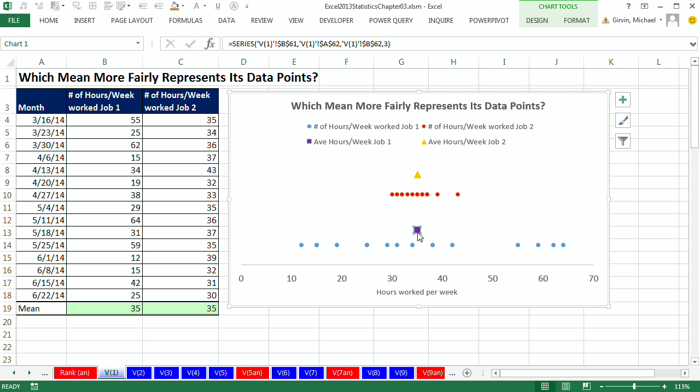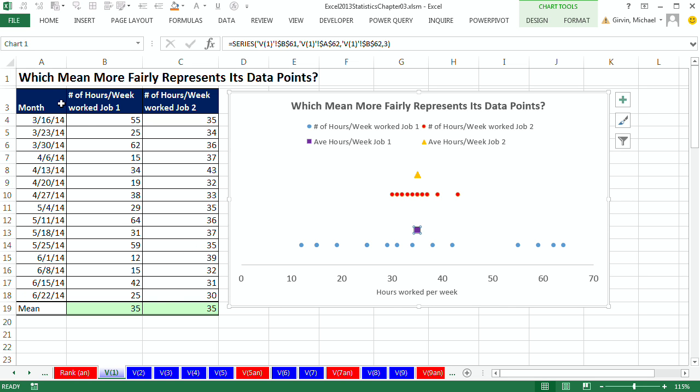Well, what about this one? Well, it's 35, but notice that the actual data points, this one is 15, this one is 59. They're much more spread out. So what does that mean? Well, if you say the average hours worked per week is 35 for both jobs, you're like, oh, they're the same. No, they're not the same. Until you look at the spread or the dispersion, you don't really know if they're the same or not.